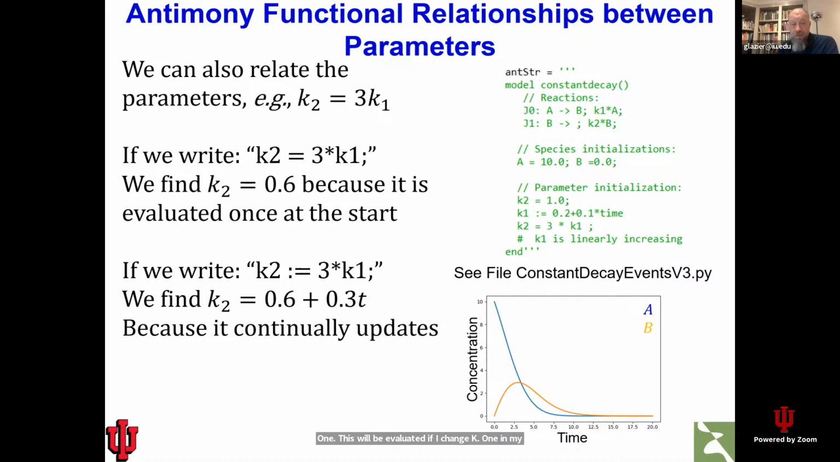However, if I go into Python and change the value of K1, K2 will not change because this equal sign is only evaluated once when the model is loaded. And so if I want K2 to change when I change K1 from Python, I would have to write K2 colon equals 3 times K1.